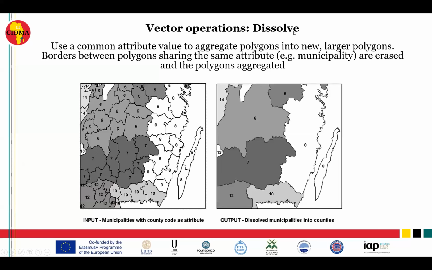And by using a dissolve operation, the borders are removed, and we get a new output layer where all these polygons have now become one big polygon, based on a common attribute that they share. And this is a way to go from parish to municipality or something. So we use a dissolve operation.